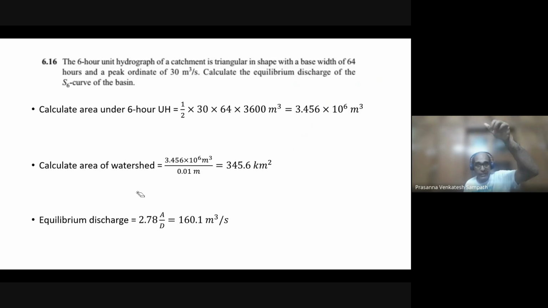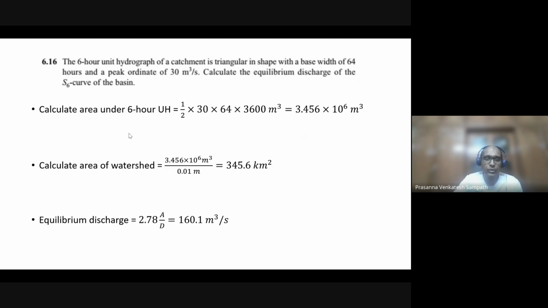That is already taken care of in that 2.78. And D will be in hours, which is 6. Again, you don't have to convert it to seconds. Just put those numbers in, you get the equilibrium discharge, 160 cubic meters per second. Any questions? Okay, so there's no questions.